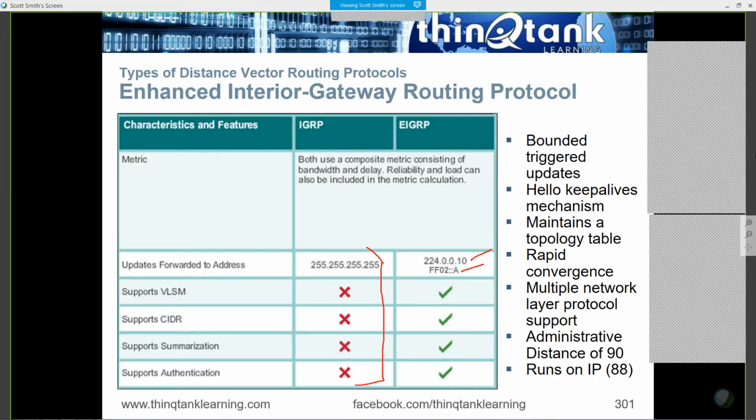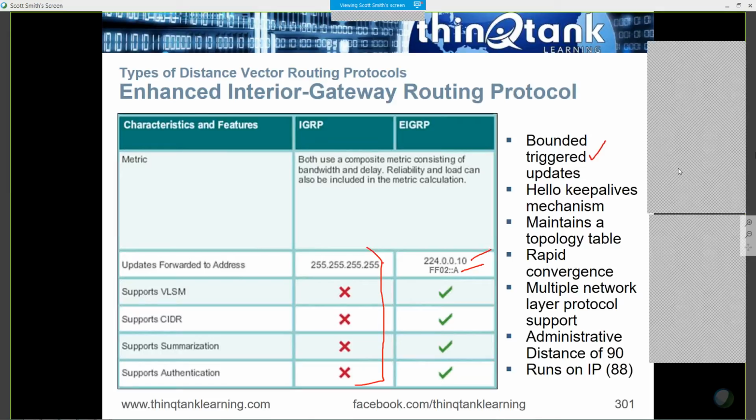What does this mean? Bounded triggered updates, as opposed to periodic updates. What does it mean, bounded triggered updates? Change your network, trigger that. A change in the topology triggers an update to be sent. Bounded means we're only sending it to who needs that information. We don't send it to all of our neighbors, we send it to the neighbors that need the information.